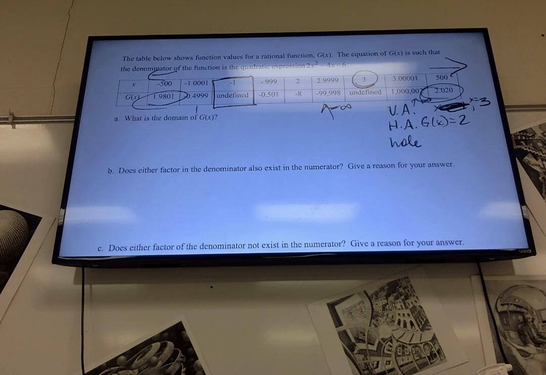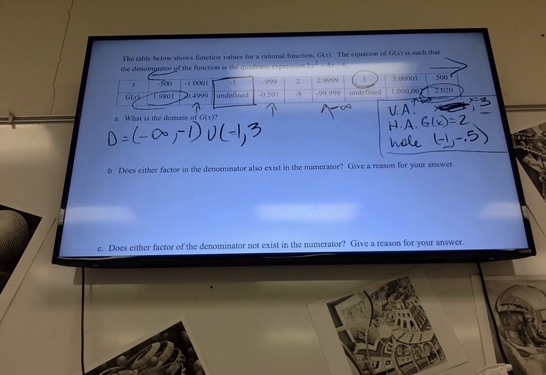So the hole, this is -0.499 on this side, and this one's -0.501. So it's getting closer and closer to what? -0.5. So the hole would be -1, -0.5. So these are the 3 things that you need to know to figure out the domain and the range. But for this problem, it's just the domain. So negative infinity to the vertical asymptote and to the hole, the x coordinate of the hole. So to -1, then -1 to 3, that's the vertical asymptote, and then from 3 to infinity. And so knowing the hole in the graph and the vertical asymptote help.